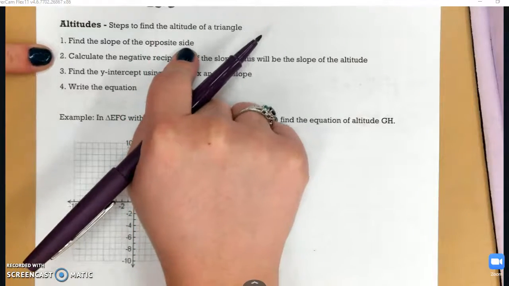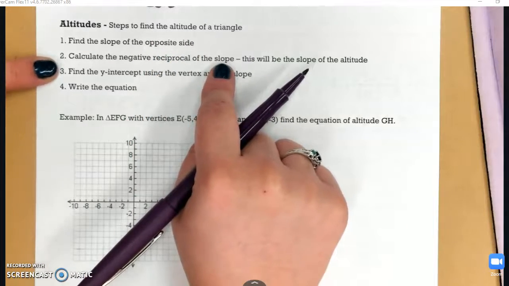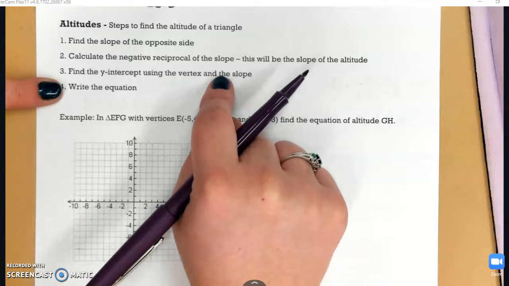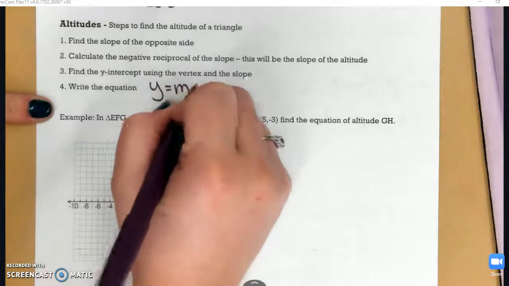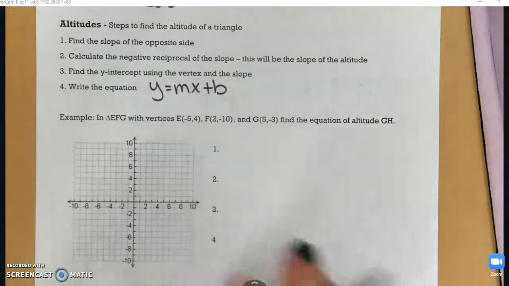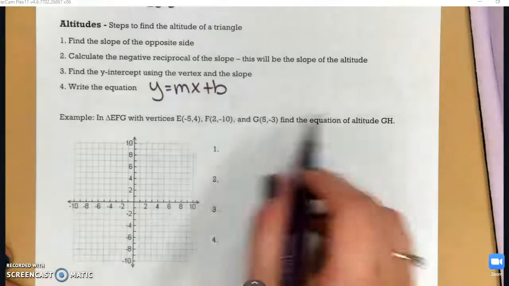First, I find the slope of the opposite side. I find the opposite reciprocal of that slope because, again, perpendicular lines. Then I'm going to find my y-intercept using the vertex and the slope and write my equation. And we can just use slope-intercept form again for that. So the last 2 steps are the same as it was for when we found median, but the first 2 are going to be a little different. So let's start with this example.